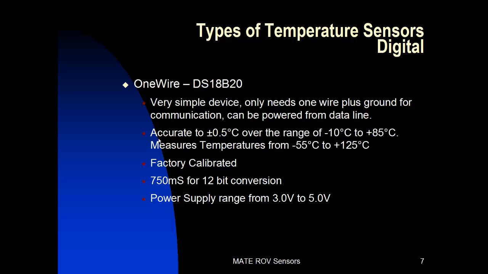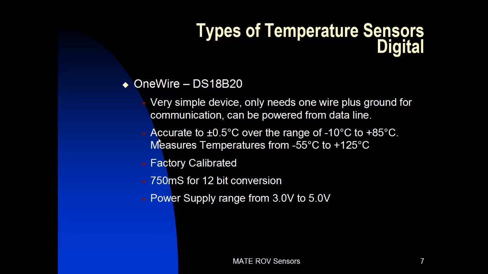It's accurate to plus or minus ½ degree C over the range of 10 to 85 degrees C, and it will measure minus 55 C to plus 125 degrees C. Now here's the nice part about digital temperature sensors: they're factory calibrated. You don't have to mess with calibration. What you read is what you get. It's typically 750 milliseconds for a 12-bit conversion, and there's a very nice wide range of power supply, from 3 to 5 volts.